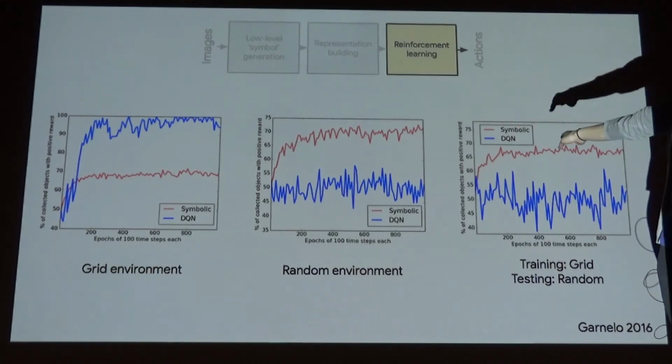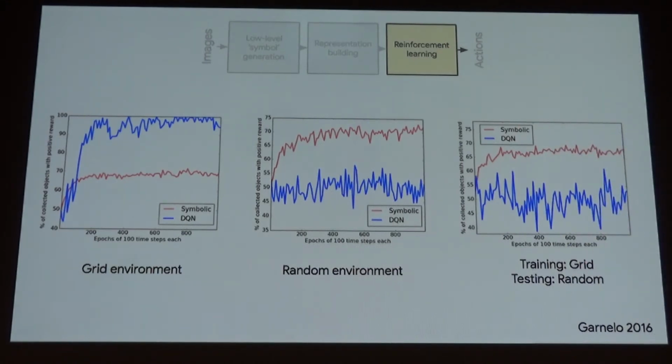But then when we moved on to a random environment, that's when things got interesting. Because our model was abstracting at a higher level and thinking about relations, it didn't matter whether it was a grid or it was random. It learned just as fast for both of them, up to 70%. Whereas the DQN took much longer. And after that, we ran some more experiments, and of course, eventually it learns, but it takes longer than for our algorithm.